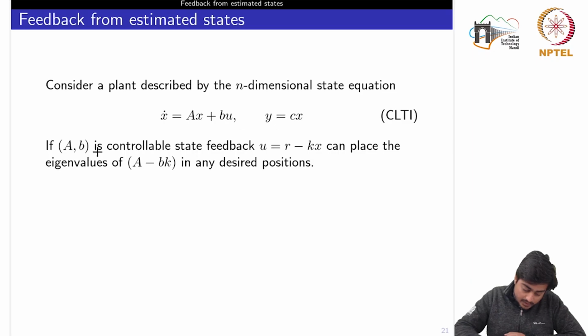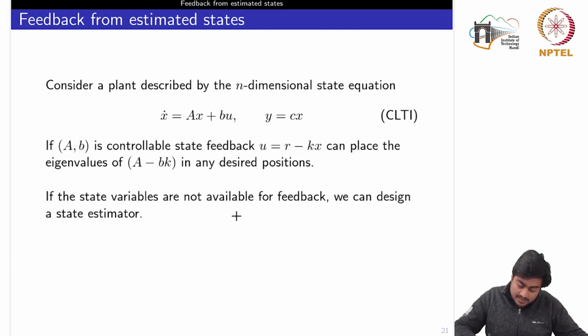Given this plant, we know that the pair A, B is controllable. Then we can design the state feedback, which we had seen earlier, that u is equal to r minus Kx, where r is the reference signal and K is the state feedback gain vector. It can place the eigenvalues of A minus BK in any desired positions. We had also seen that if this pair is stabilizable, then still we can design the controller.